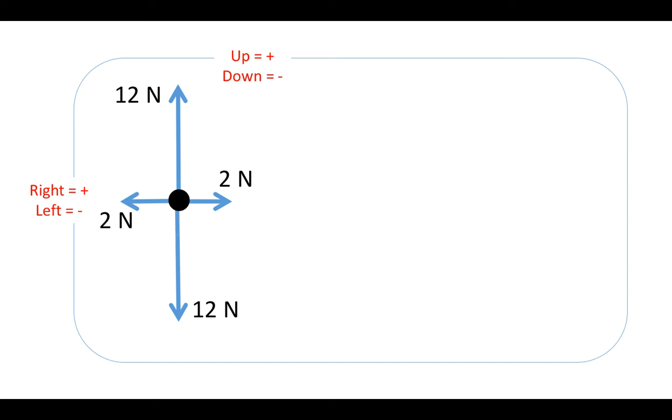So for the up and down vectors, we can combine those because they're collinear. We have a down vector of 12 newtons, so that appears first in the equation as a negative 12, and an up vector of a positive 12 newtons. You add those up and you're going to get a net force up and down of 0.